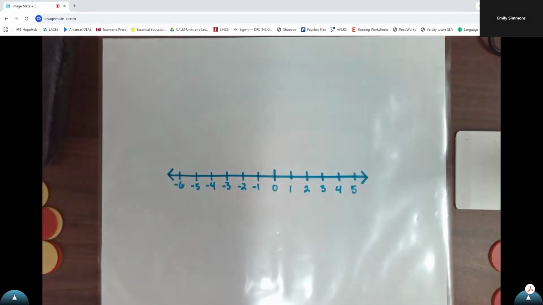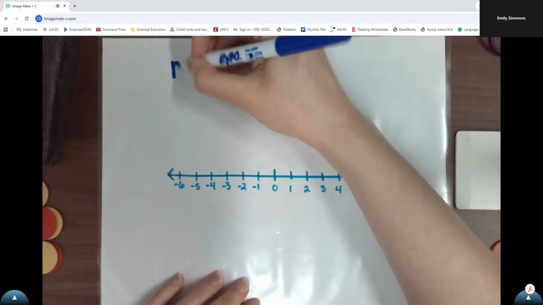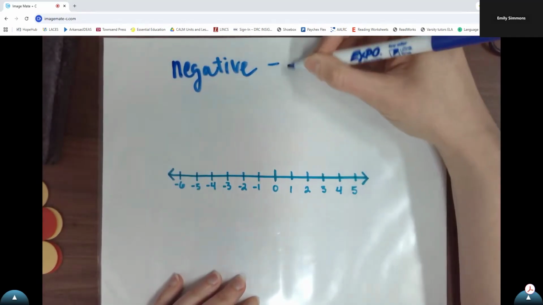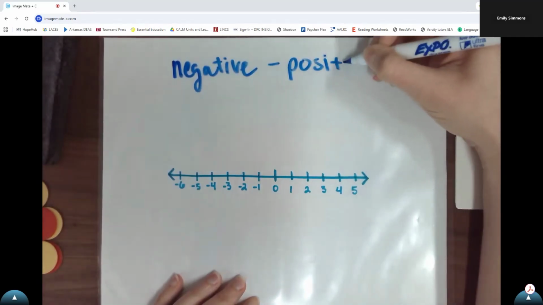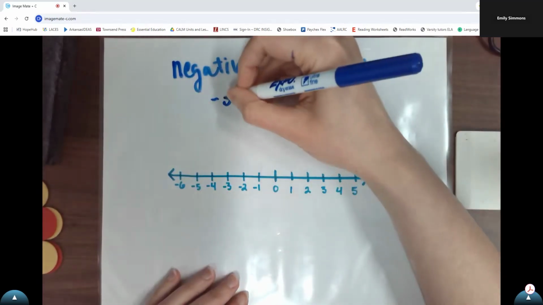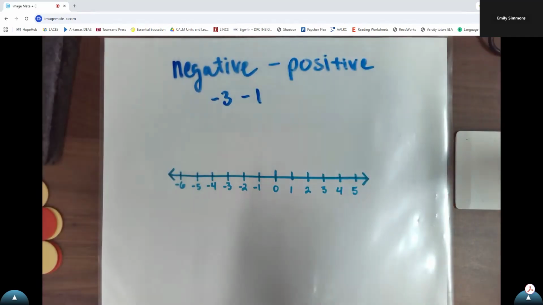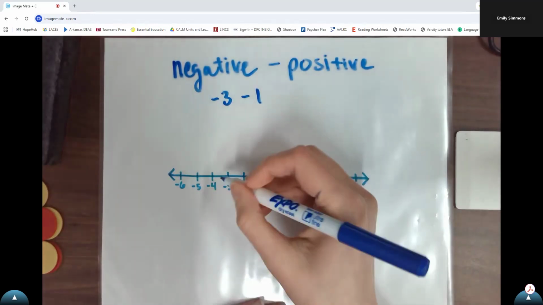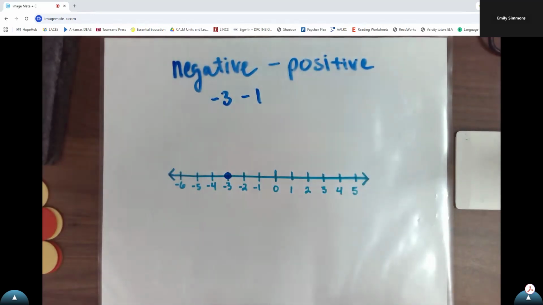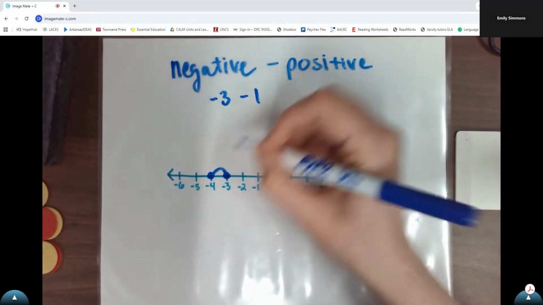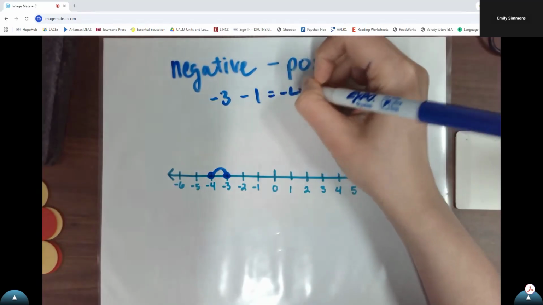We could have a negative minus a positive. So for example, negative 3 minus 1. We would start on our number line on our negative 3. Then we're taking away 1, so we're going to the left 1. And we wind up with negative 4.